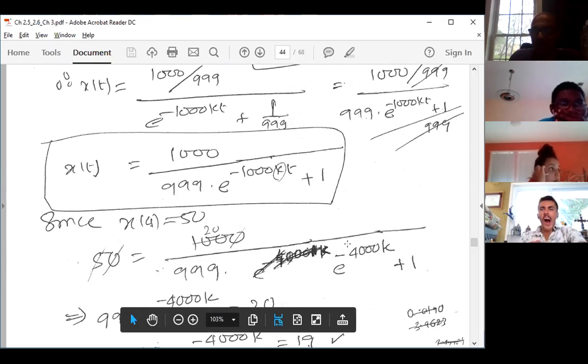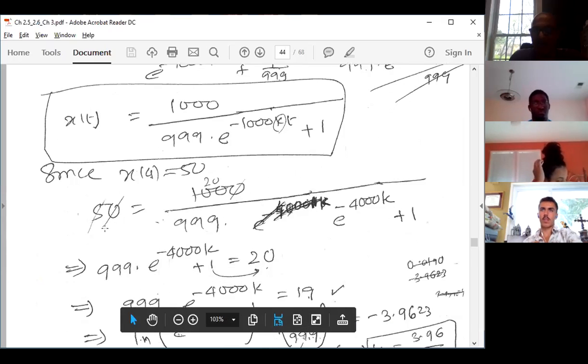Here it is 1000, and everything in both the numerators is in multiplication. So I can cancel this 0, 0 and 5, 25 is 100. So here it is 20 and here it is simply 1. Because I have 1 over here, I can send all this factor to the right side. So 999 e to the power 4000 k plus 1 equals this 20. Let me send this 1 to the other side, so it is 19.